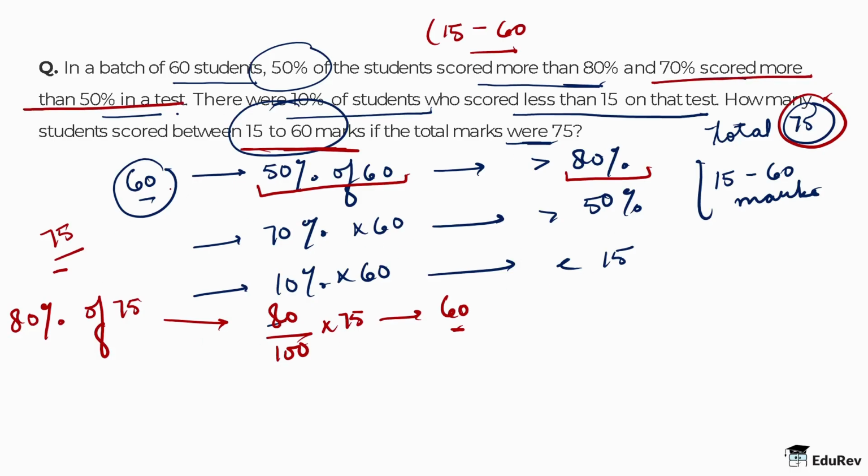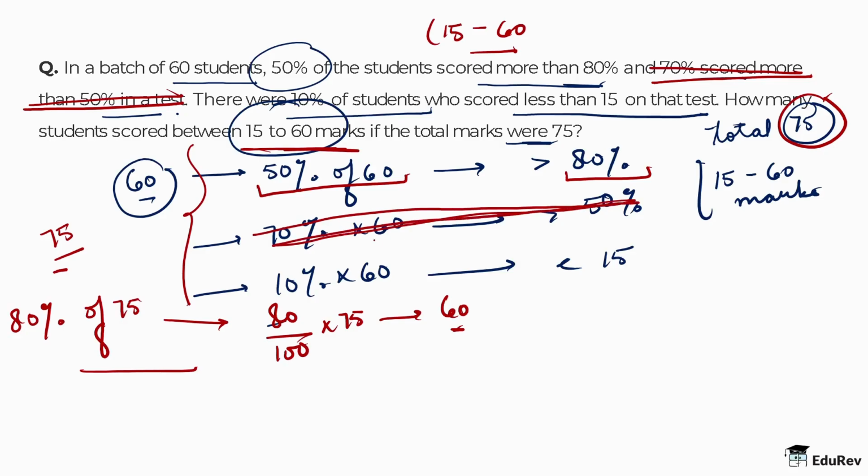So this sentence, that 70% scored more than 50% in a test. Now you can analyze the way I have written my data and the way I am proceeding with the question, that this line is very much redundant. That means you do not require this data while solving your question. So you can totally ignore it, or you can just put a line on top of it so that your brain remembers that you do not have to analyze this data at all. So this is the data that I was talking about. You are not required to use this. So I'm just going to scratch it out so that your mind gets the signal that we do not have to use this data.